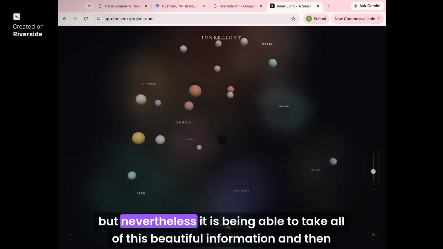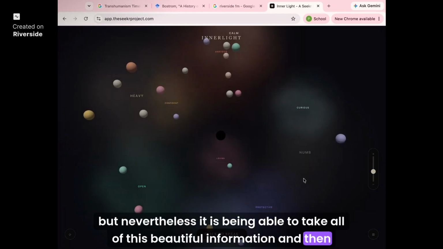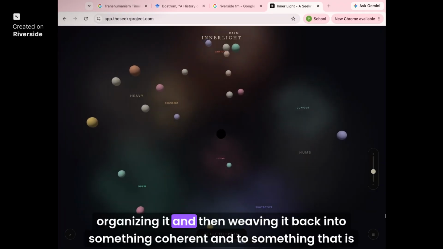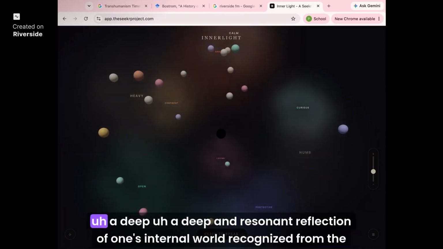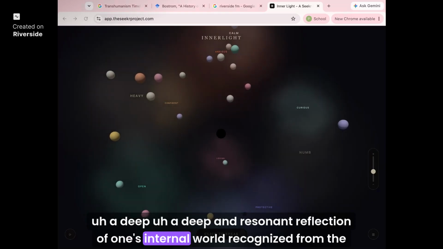But nevertheless, it is being able to take all of this beautiful information and then organize it and weave it back into something coherent, into something that is a deep and resonant reflection of one's internal world, recognized from the outside.